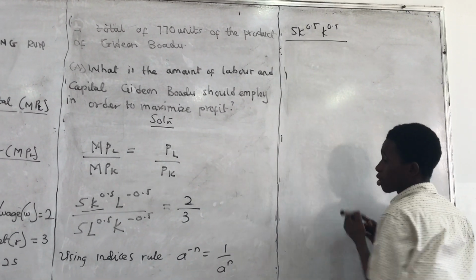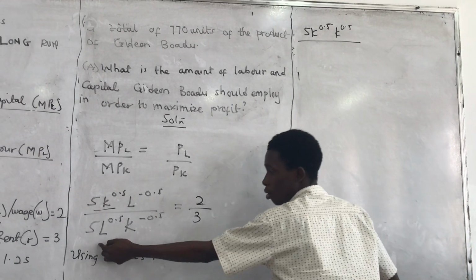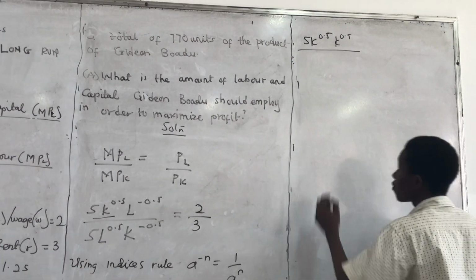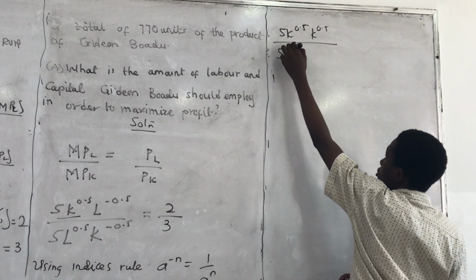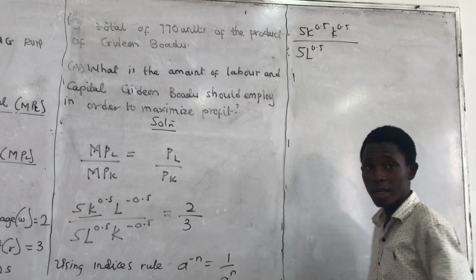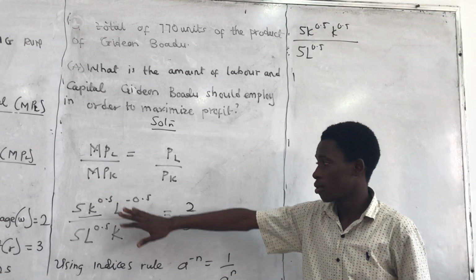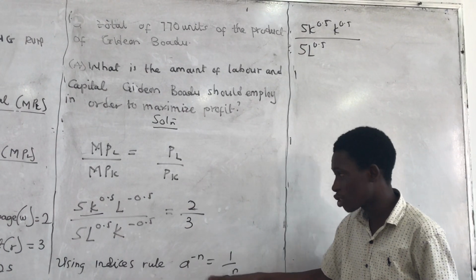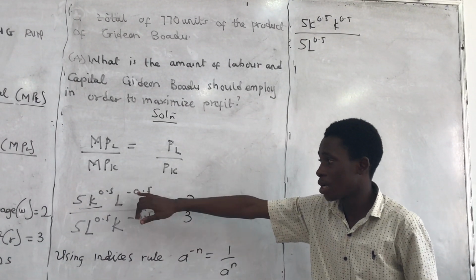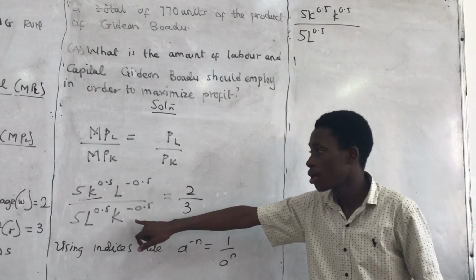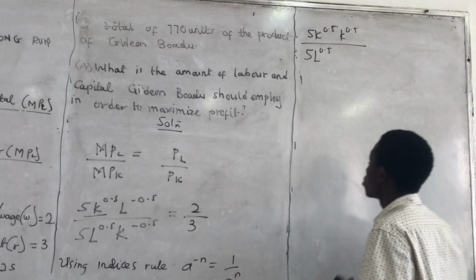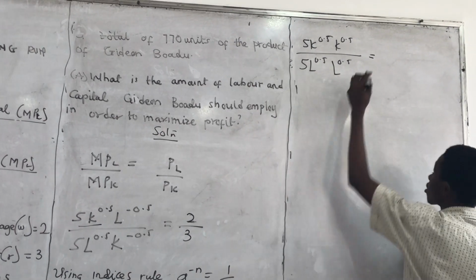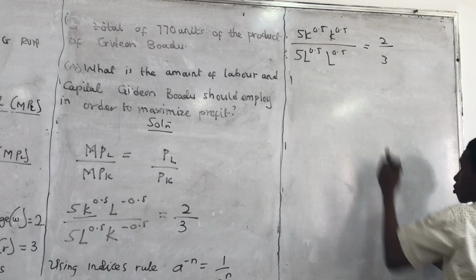Now let's move on to L. The L is starting first, so we maintain this: 5L^0.5. Do we have any L anywhere else? Yes, it's at the top there, so you bring it down. Based on this rule, it's no more L exponent negative 0.5, but rather L exponent 0.5. It's equal to 2 over 3.